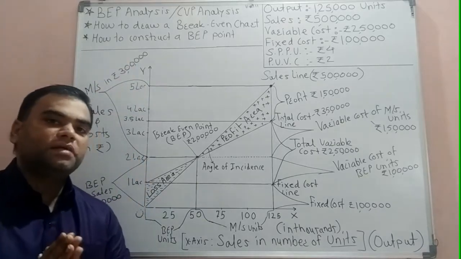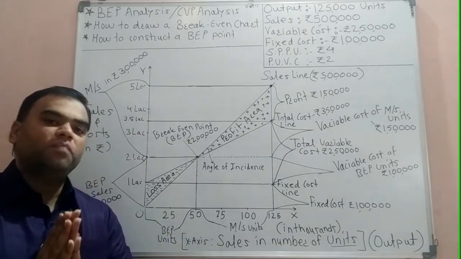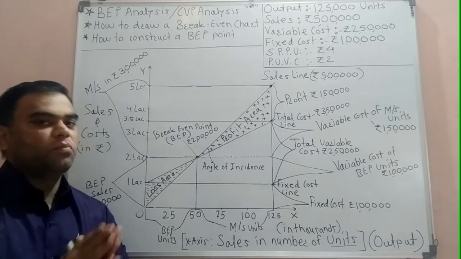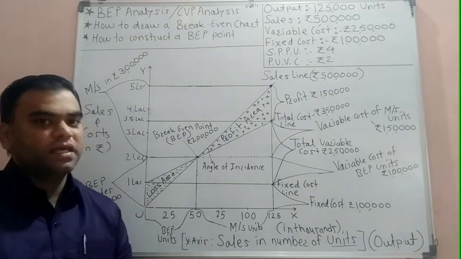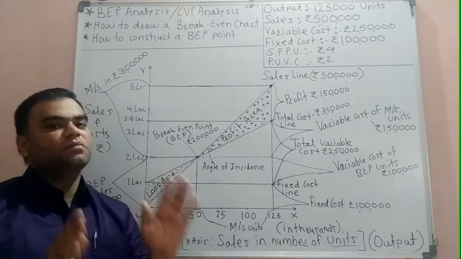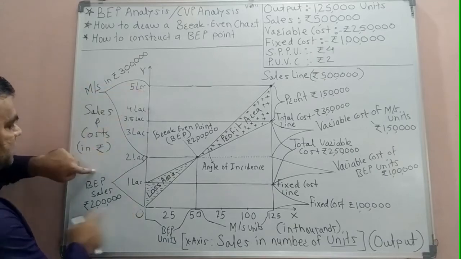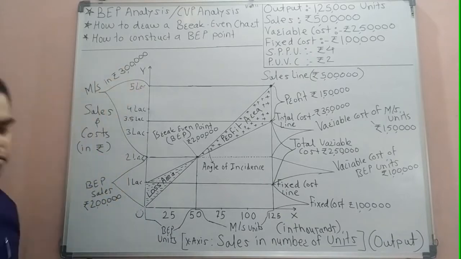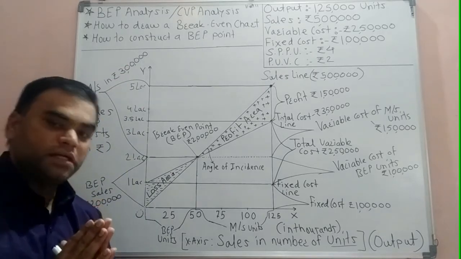Margin of safety is nothing but part of sales. If you deduct BEP sales from total sales, then we get the margin of safety. In other words, the excess of total sales over BEP sales is called margin of safety. Total sales 5 lakh less BEP sales 2 lakh is equal to 3 lakh, which will be the margin of safety. So we have discussed break-even sales and margin of safety sales.